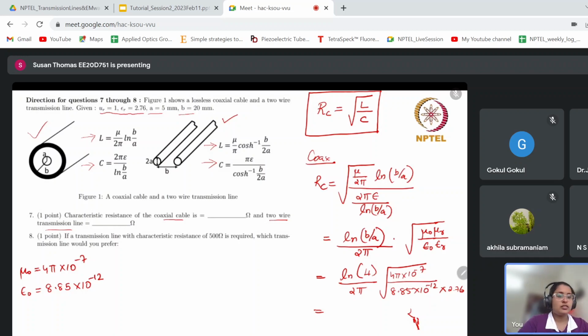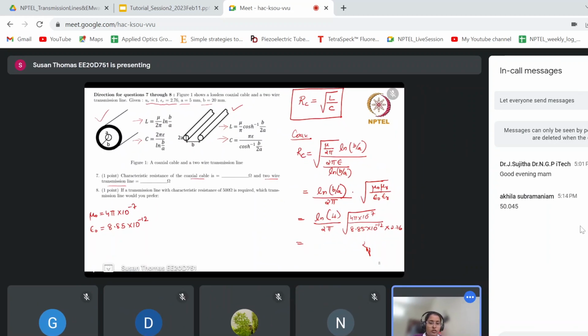Can we have the answers? Anybody? So we have an answer. Thank you, Akhila. I hope all of you have tried and you are all close to the answer probably. So yes, our answer is approximately, you get the characteristic resistance as 50 ohm.